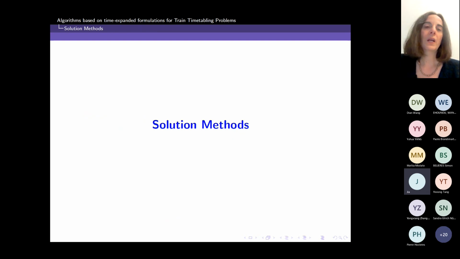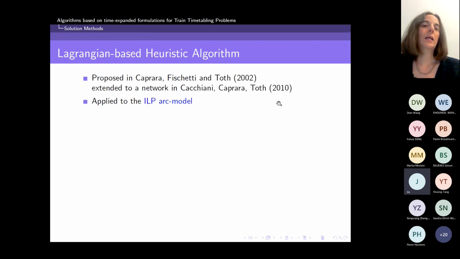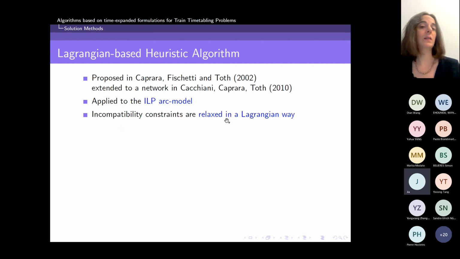So, some solution methods. The first solution method that I want to show is a Lagrangian-based heuristic algorithm. That is the one that I actually will use in the following two case studies. So this was proposed by Caprara, Fischetti, and Toth in the same work, and then we extended it to deal with the network. So the algorithm is applied to the ILP arc model, so the first one that I presented. And what we do is relaxing all the incompatibility constraints in a Lagrangian way. So basically, because we have these hard constraints of conflicts between trains, we relax them in a Lagrangian way.